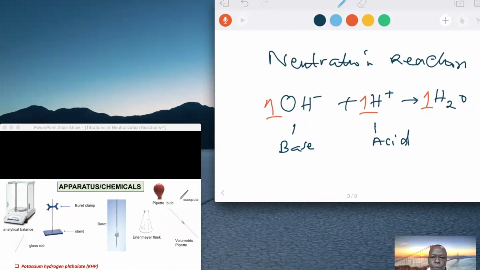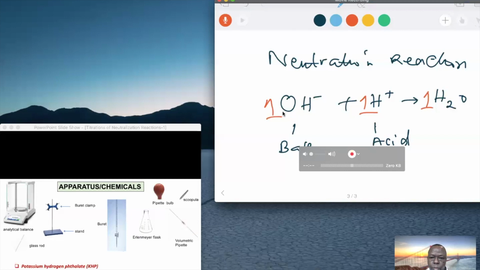It is a type of double replacement reaction where hydroxide combined with hydrogen ion is specifically classified as acid-base neutralization. So any compound that produces OH is a base, and anything that produces hydrogen is an acid.